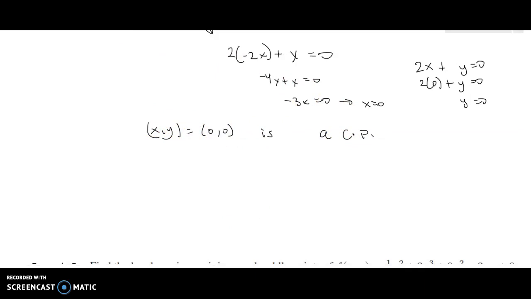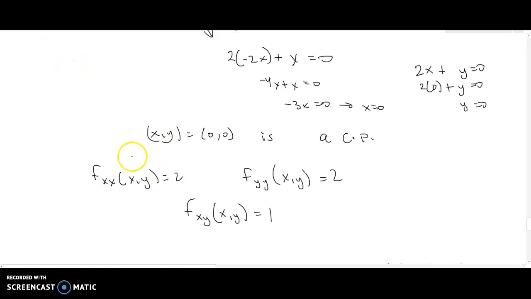And so we compute our second partial derivatives. Our second derivative with respect to x is 2. Our second derivative with respect to y is 2. And our mixed partial is going to be 1. And so when we compute this value of D, we're going to do 2 times 2 minus the mixed partial squared, which comes out to 4 minus 1, which is 3. And that's bigger than 0, so that's important.